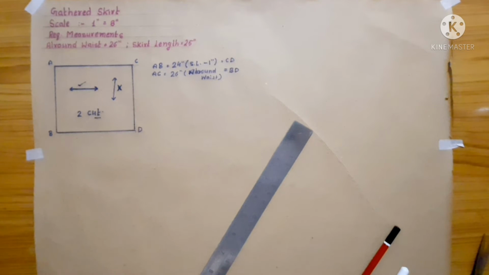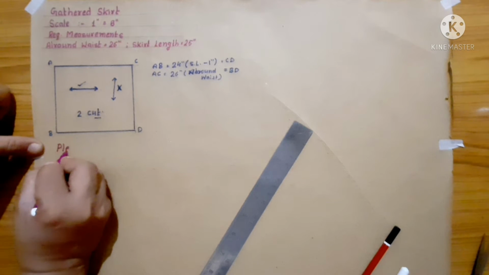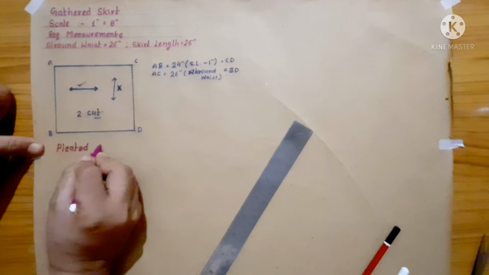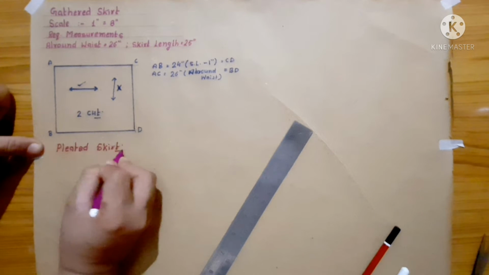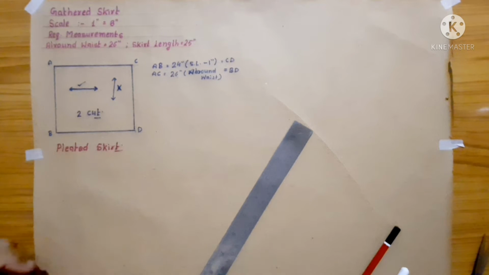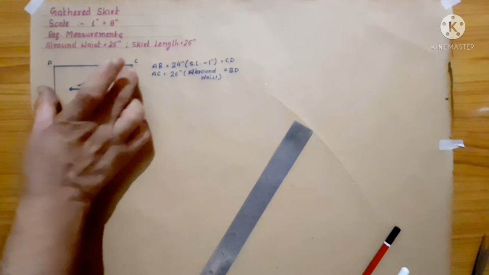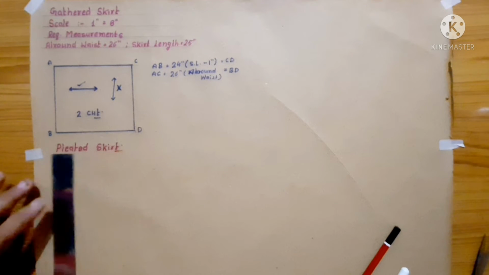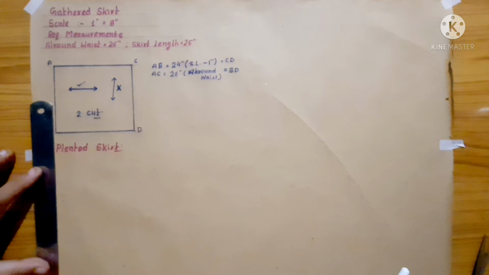Now next is the pleated skirt. In gathered skirt you have an option that you can increase or decrease this length, this particular AC, but in pleated skirt it is compulsory to take 1.5 times the waist. Let's see how we can do this.